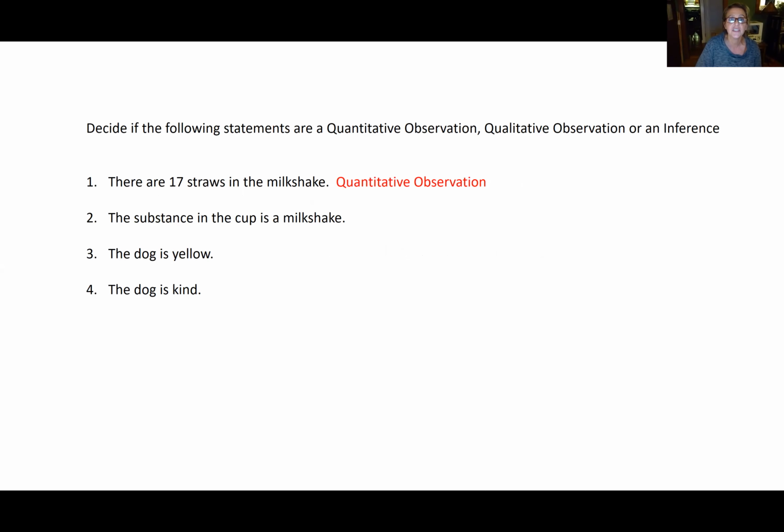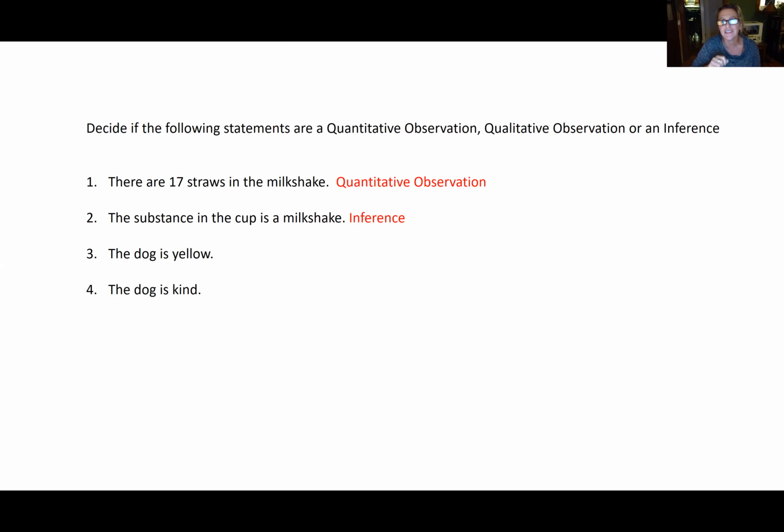The next question, the substance in the cup is a milkshake. This one was an inference. This was a conclusion based on your qualitative observations. So qualitative, you could feel that it was cold. You could taste that it was sweet. Maybe you could even smell it.